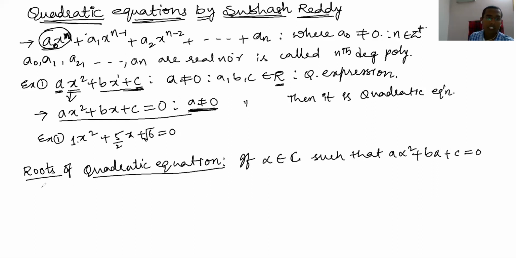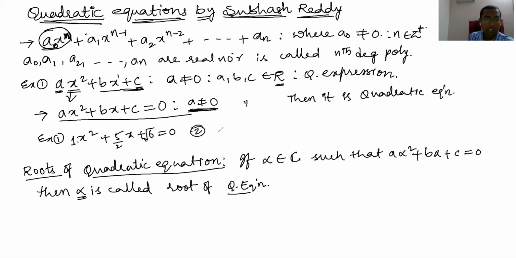Then alpha is called a root of the quadratic equation. I am writing quadratic equation in short form like this. For example, here a quadratic equation is x square plus 5x plus 6 equal to 0.